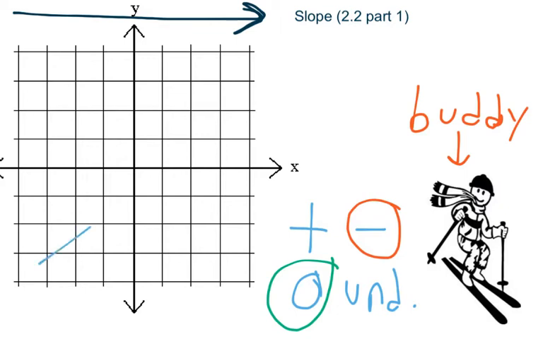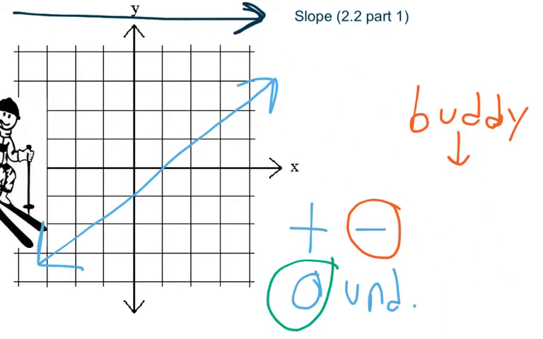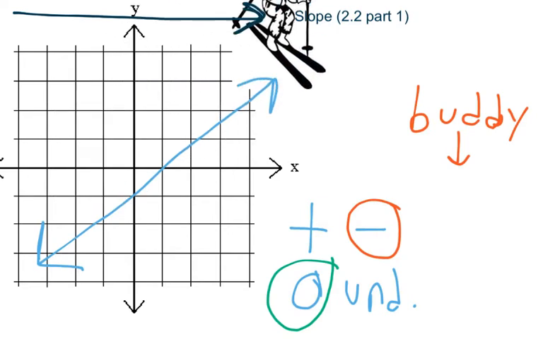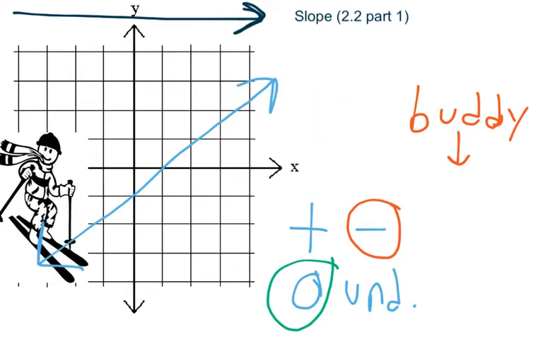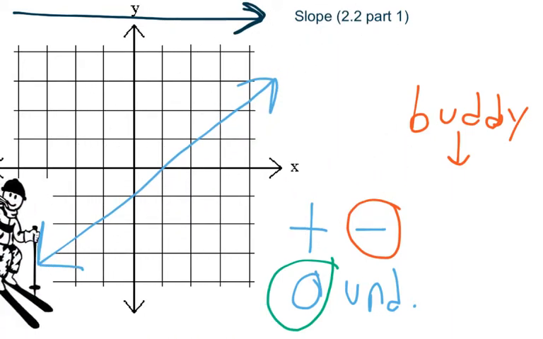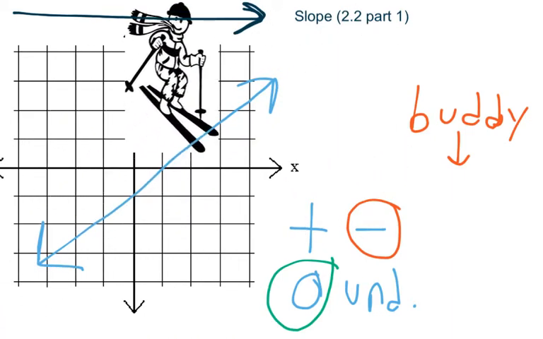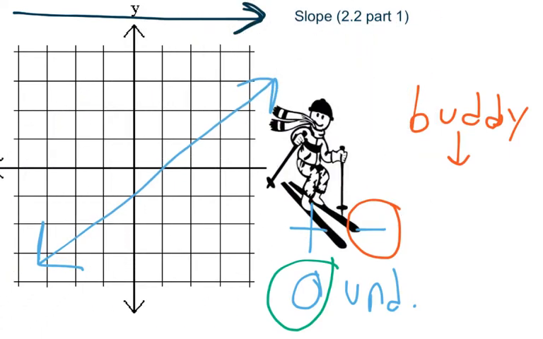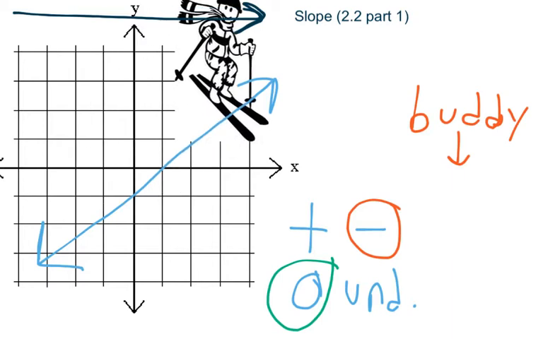We'll do one more. How about this one here? So notice from left to right, like I'm reading a book, he has to go uphill. Now if he's skiing this, that's going to be no fun. From left to right he goes up. It's no fun to ski. He can do it by pushing the sticks, but it is what it is. This would be a positive slope, because from left to right, he's going up.